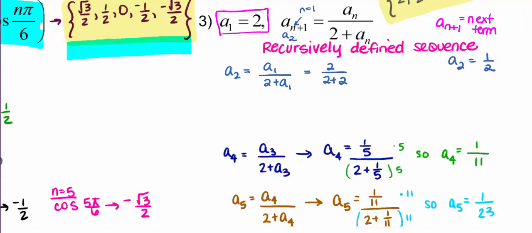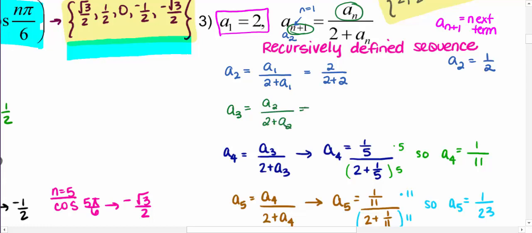And because there were a lot of 2's all over the place, I'd like to do this one more time with us. So a sub 3 is going to mean that if n plus 1 is that next term, a sub n would be my current term. So that will be a sub 2 over 2 plus a sub 2. And a sub 2 we found to be 1/2.